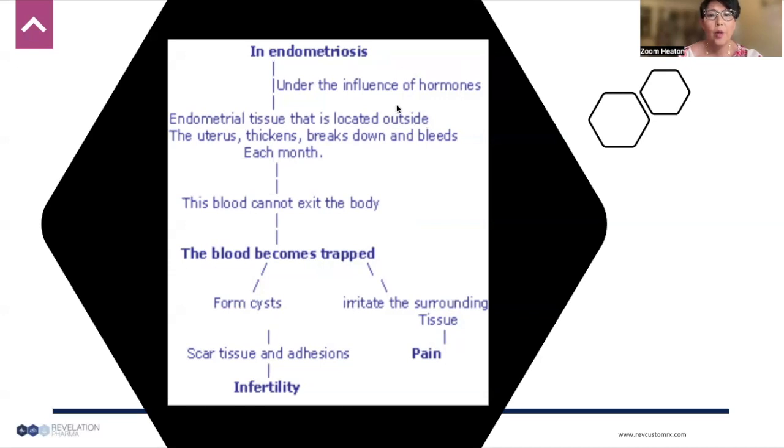Under the influence of hormones, the endometrial tissue, which is located outside of the uterus, thickens and then breaks down and bleeds each month. This blood becomes trapped, forms cysts, and irritates the surrounding tissue. It can create scar tissue and adhesions, which ultimately lead to infertility. And with the irritation in the surrounding tissues, it creates a lot of pain.